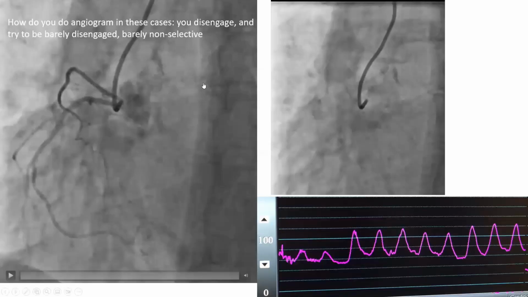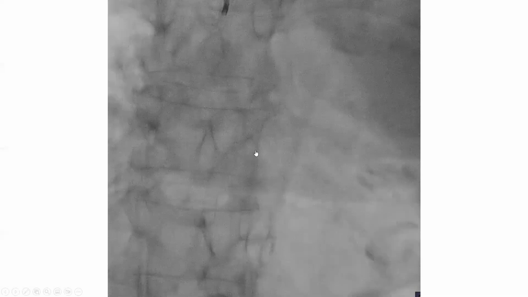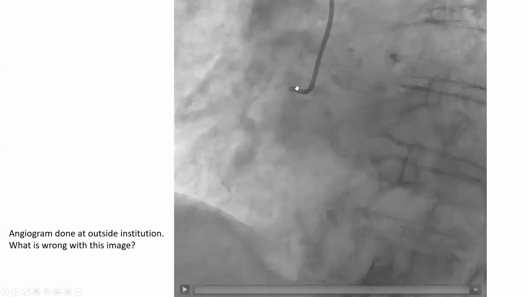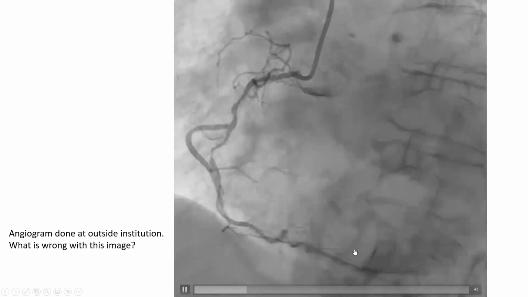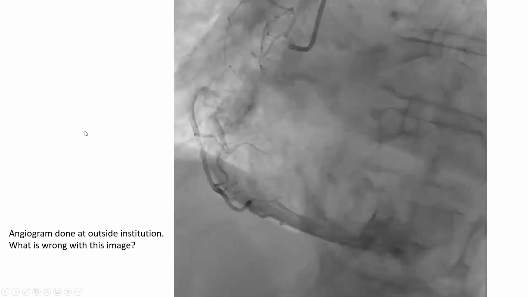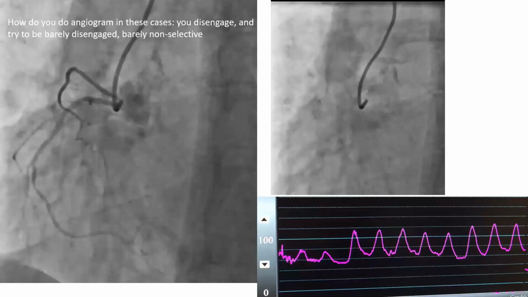So what should you do in these cases? How do you do an angiogram? So let's say here the operator recognized that issue. He saw he's damped. He didn't inject. So how should he do his angiogram? You can consider a smaller catheter.